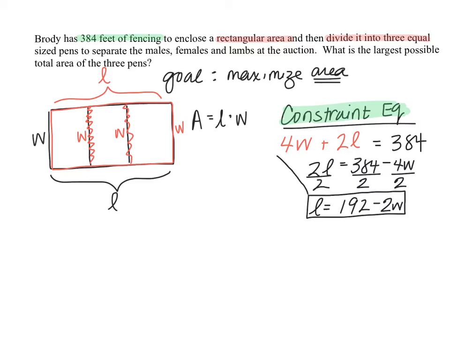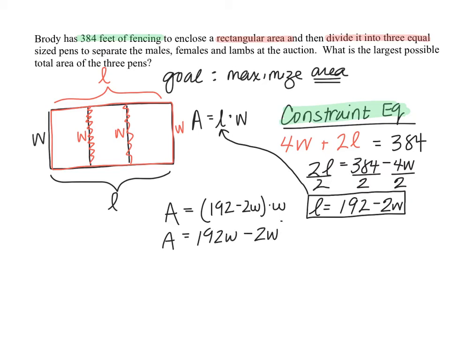And then we're going to use this equation and substitute into our area model to eliminate one of our variables. So now our area, which used to be length times width, is now going to be the quantity 192 minus 2W times the width. And I'm going to go ahead and distribute. So that's going to be 192W minus 2W squared. And this is going to be our area model. And you see now how we have one input. We're inputting the W, the width, and then our output is going to be our area.